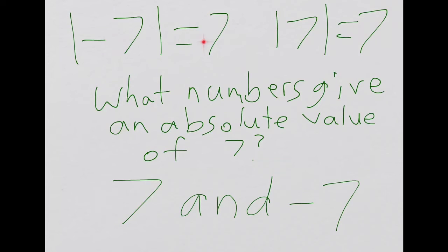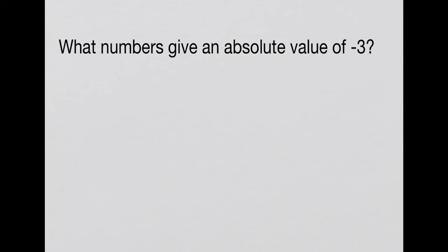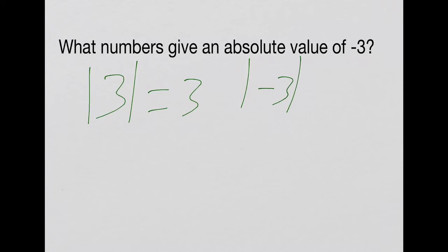And we can see from above, both of those come out as a positive 7. A bit of a trick question is if I ask you, what numbers give an absolute value of negative 3? If I try the absolute value of 3, that comes out positive. If I try the absolute value of negative 3, that also comes out positive. So there are no such numbers. You could call it undefined, or you could call it impossible, or none.